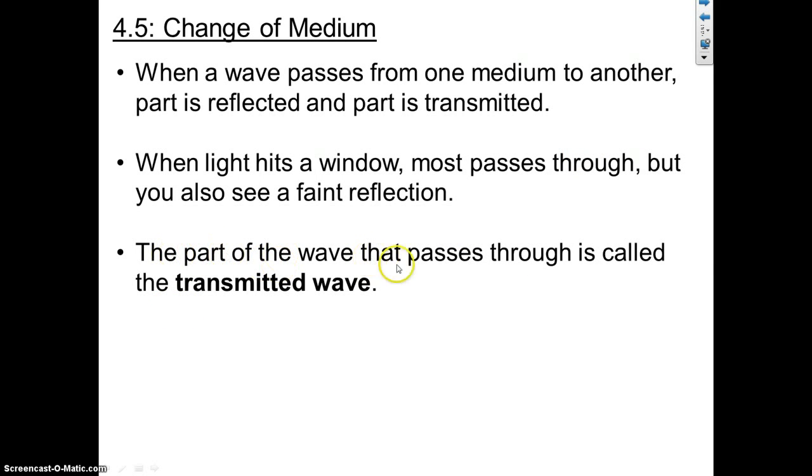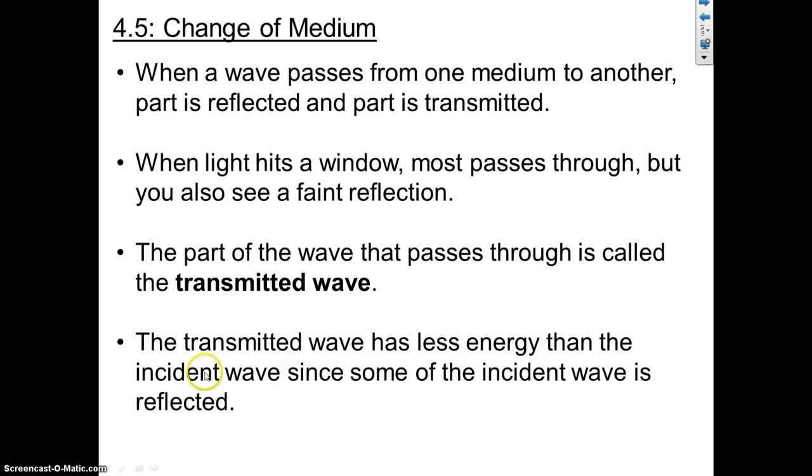So the part that's passing through is called the transmitted wave. And this transmitted wave always has less energy than the incident wave because some of that incident wave is reflected, so not all the energy makes it through.